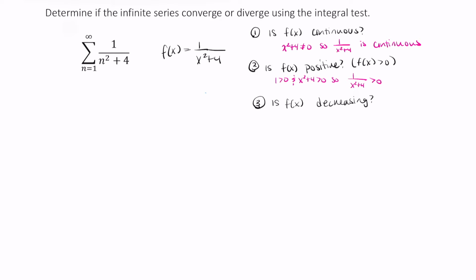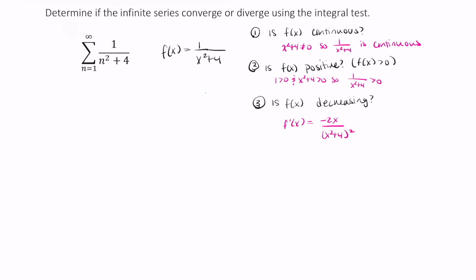Finally, we need to determine whether this function is decreasing or increasing. We need it to be decreasing, in fact. An easy way to do that is just through Calc 1. So what is this derivative? That is f prime of x, which is equal to negative 2x divided by x squared plus 4, quantity squared.